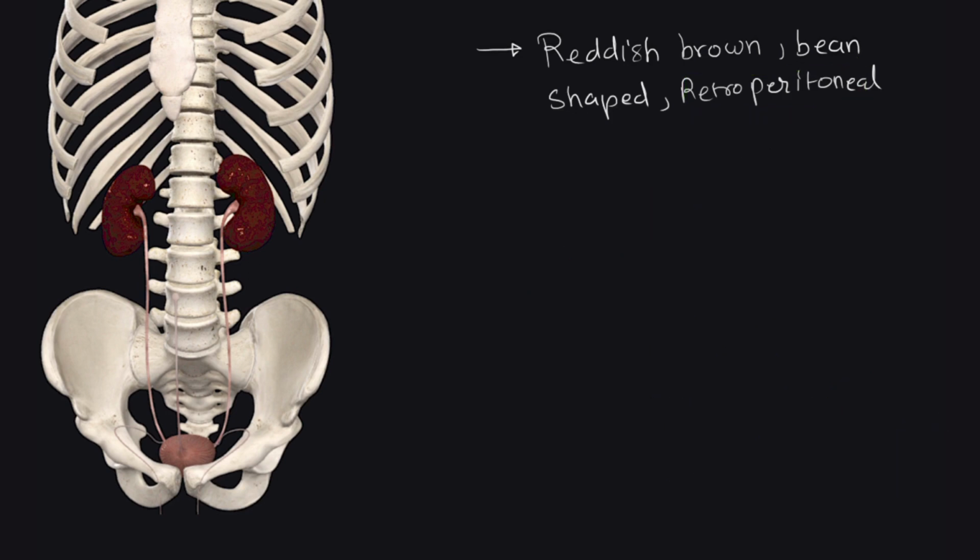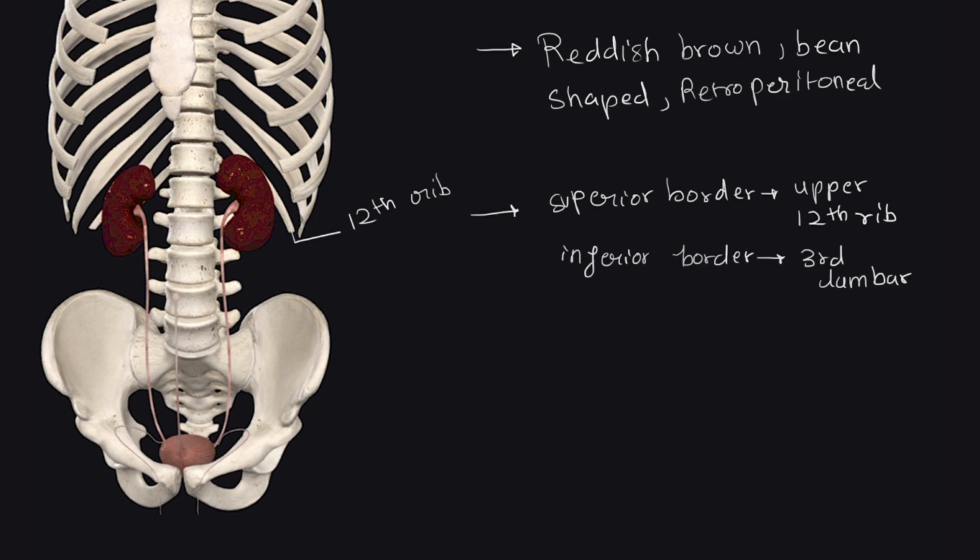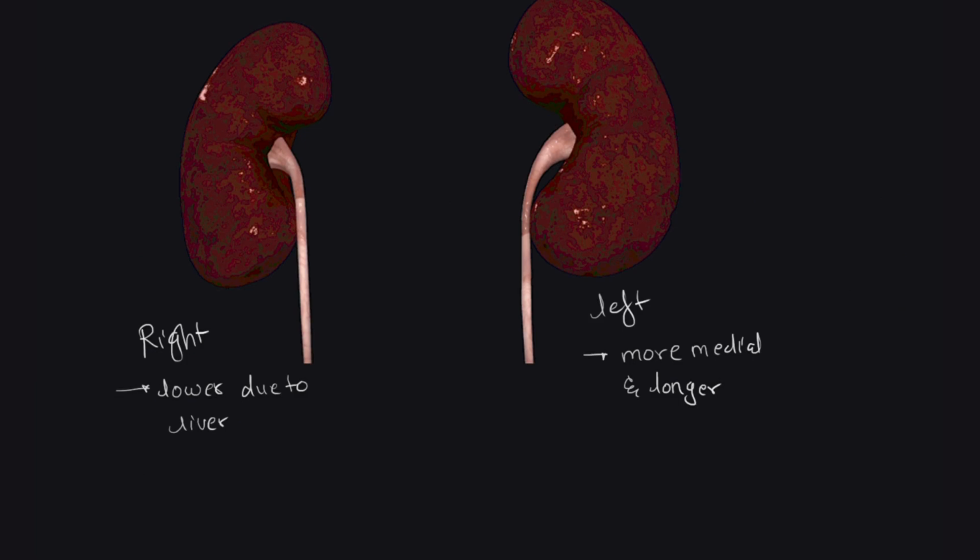Now, moving forward, we can see that it's in close vicinity to the ribs, and then we have the lumbar vertebrae here. If we're going to pinpoint the exact location, we can say that it's located approximately near the upper portion of the 12th rib and the third lumbar vertebra. There is a difference between the right and the left kidney, the right being lower due to the presence of the liver, and the left being more medial, closer to the vertebral column, and longer as you can see. There are more differences, but approximately the sizes are the same.